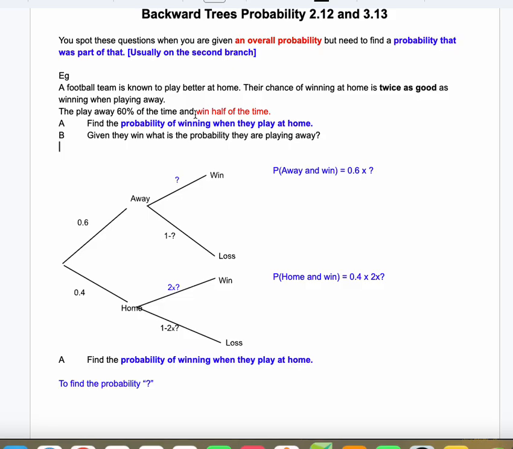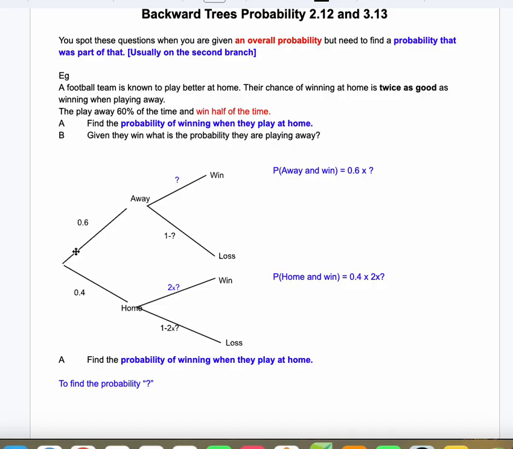And they win half the time. The problem with that is that win half the time is a combination of two branches. So they could win when they're away, or they could win when they're at home. And we've got this twice as good probability. So we say whatever their chance of winning when they're away, it is double when they're at home. So that stands for an unknown, that stands for twice of it. You can use whatever symbol you like. I used a question mark to avoid the double up.